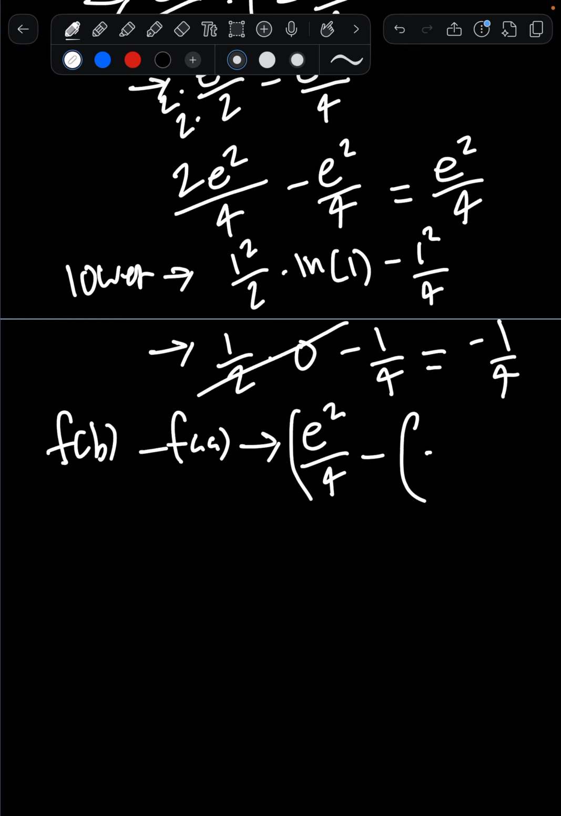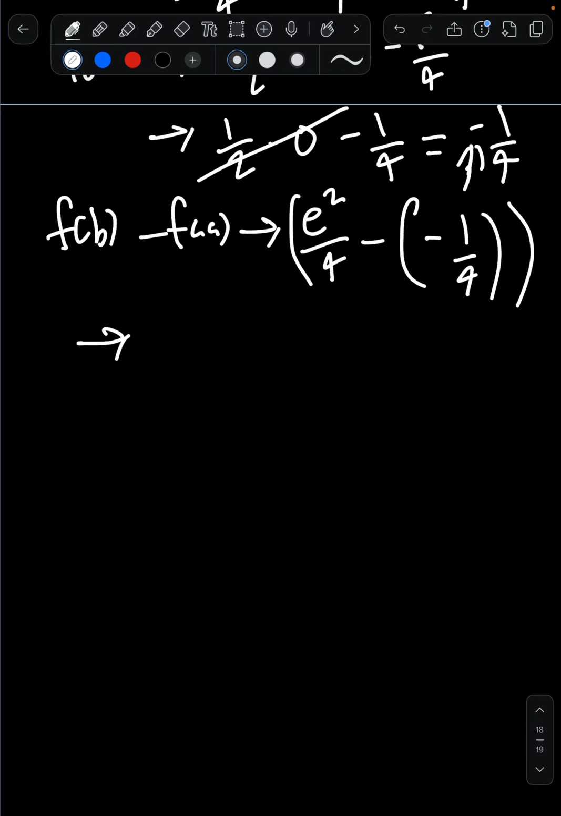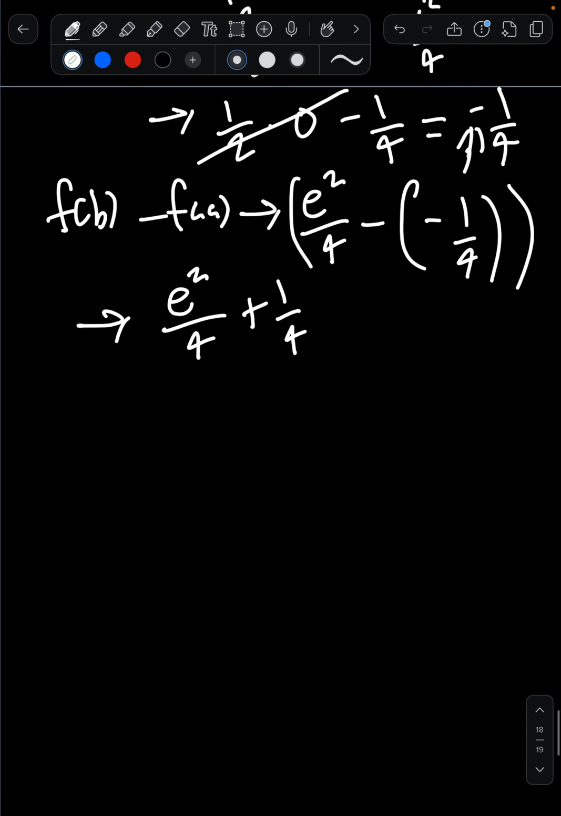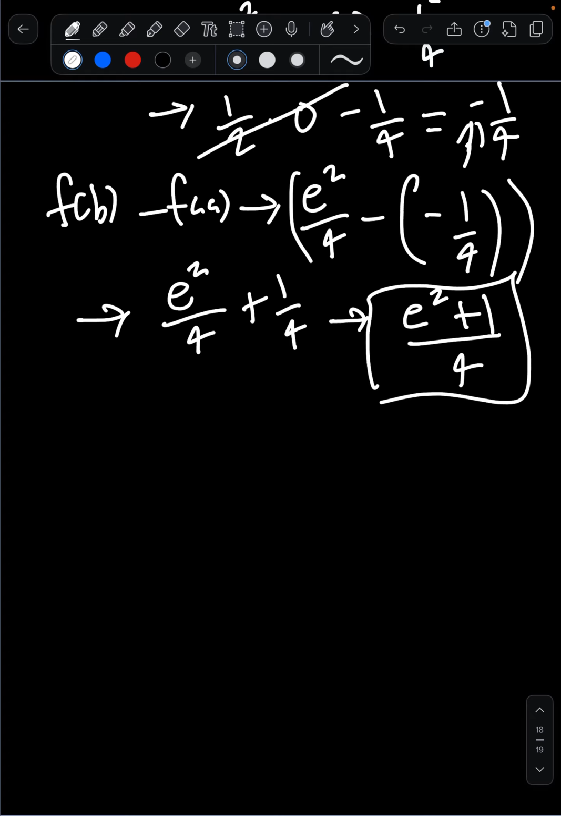Minus 1 over 4. Do not forget your negative. It's f of b minus f of a, and you already have a negative sign right here. So negative times a negative gives us a positive. We now have e squared over 4 plus 1 over 4. Notice how both of these have a common denominator. They're both 4, so we can combine them to get e squared plus 1 divided by 4. That's the final answer.